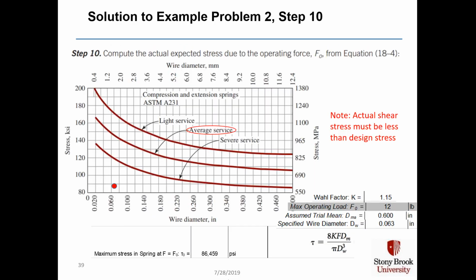In step 10, we compute the actual expected stress due to the operating force F sub 0. In the lower right corner, we give you all of the values that we use to calculate this shear stress in the spring at F sub 0. That's 86,459 psi, which is well below the 145 ksi number for the average service curve, so we're good to go.